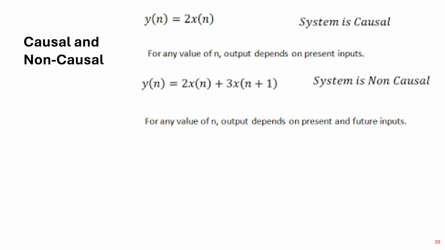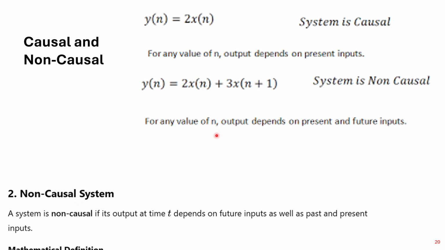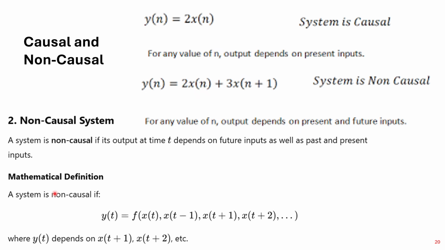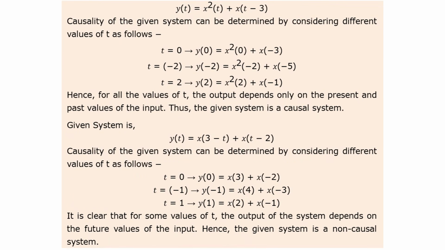Some more examples here. 2 of x of n is definitely depending on the present only, so causal. Here this part 2 of x of n depends on the present, but 3 of x of n plus 1 depends on the future. Because of this part, the entire system will be non-causal, right? Similarly, you can see the mathematical definitions here. Now another, y of t equals f of x of t minus t. This part depends on the past, this part depends on the future, and this part depends on the future. So overall the system will be non-causal, right?